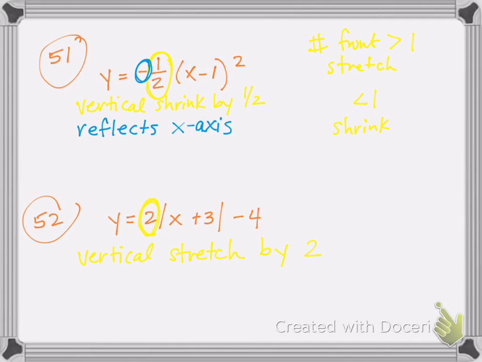The number that is attached to the x, like in parentheses or in absolute value, so these two right here, they are with the x. That tells you whether it goes right or left. You always take the opposite sign. So if it's x minus 1, that means that it goes to the right 1 unit. So then for 52, what would it do? If it's x plus 3, I'm going to take the opposite sign, so it goes what? Left 3 units. Good.